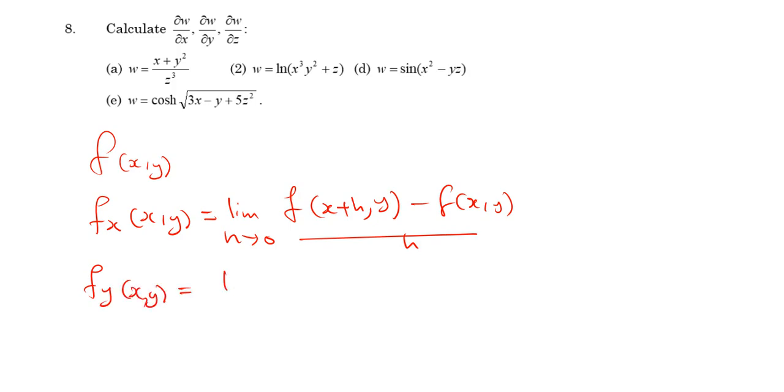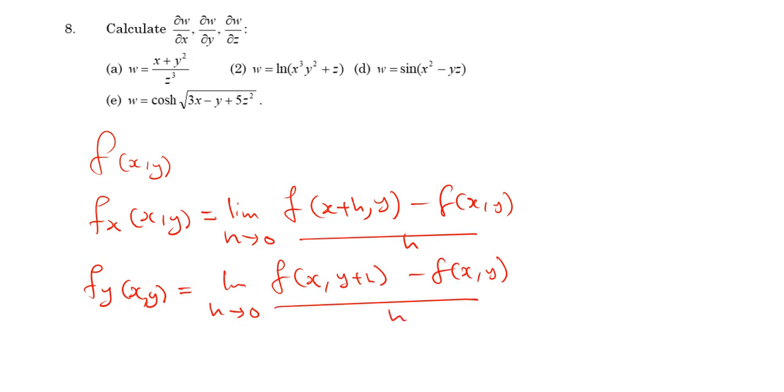This is the limit as h approaches 0 of f(x, y + h) minus f(x, y), over h. So these are the partial derivatives for a function involving x and y, a function of two variables. If a function has more variables, you just extend this, for example for 3 variables. Okay, so this is how you denote it.